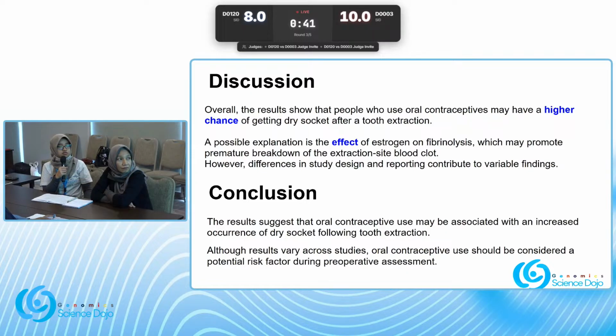One explanation of how oral contraceptives cause dry socket is the effect of estrogen on fibrinolysis. The estrogen in the pills affects fibrinolysis, and that mechanism is also described in the papers included in the study. However, the difference in study design caused the variable findings.